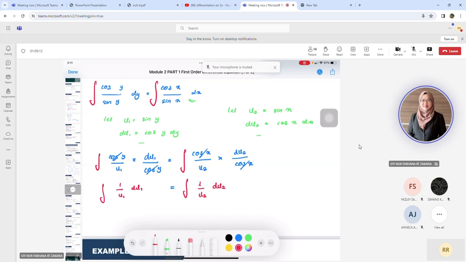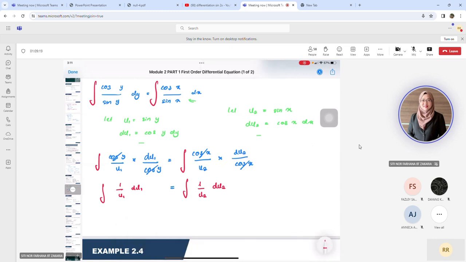So when it is in this kind of form, it's easy for you to integrate, right? This one you can make as ln. So integrate 1 over u1 is equal to ln u1. Integrate 1 over u2 is equal to ln u2. And then we need one constant that we put as k.